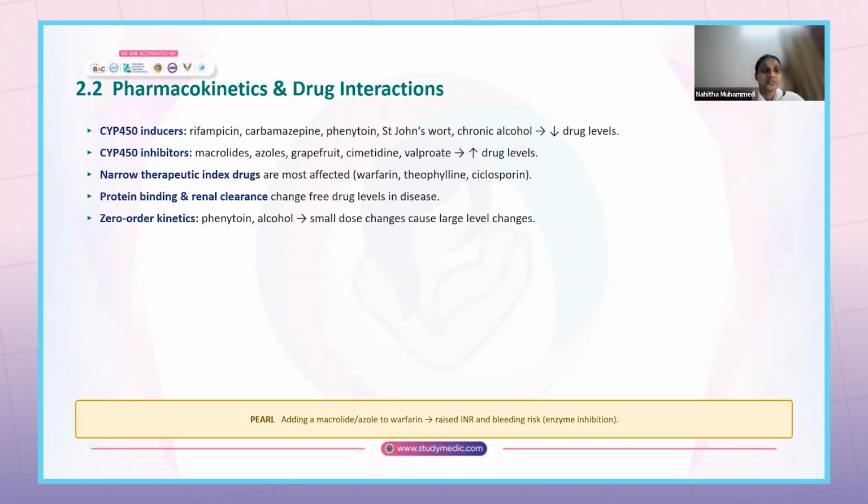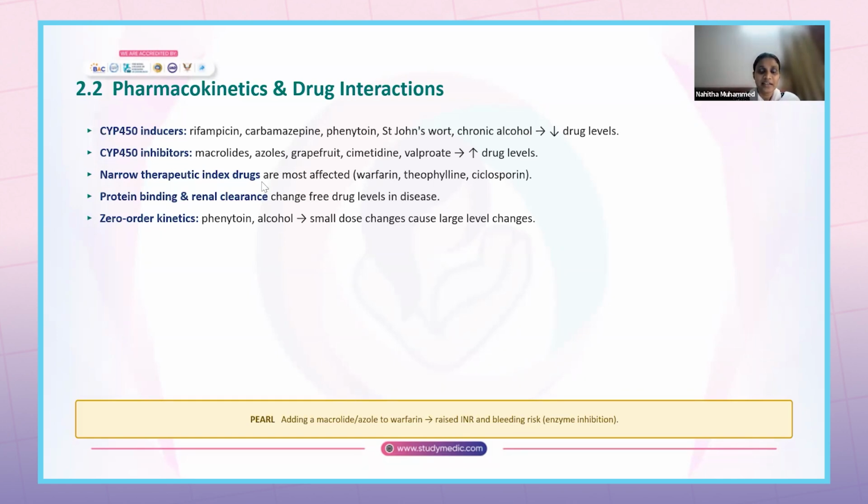Pharmacokinetics and drug interaction. The main important thing we have to understand is the cytochrome P450 inducers and inhibitors. Inducers are rifampicin, carbamazepine, phenytoin, St. John's wort, chronic alcohol, which reduce the drug level. CYP450 inhibitors are macrolides, azoles, grapefruit, cimetidine, and valproate, which increase the drug level. Narrow therapeutic index drugs are warfarin, theophylline, and cyclosporin.